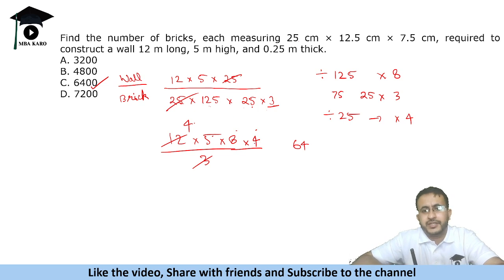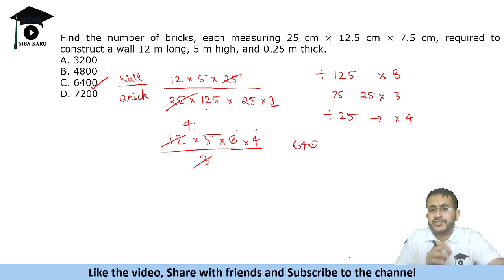See, I did not worry about the decimals. I did not worry about the zeros. Like 4, 5, 20, 20 into 32, I got 640. So I know the answer is 6400. I did not worry about putting decimals like 0.25, or how much 12.5 centimeter will come in meters. I just wrote the base digits and did this calculation.